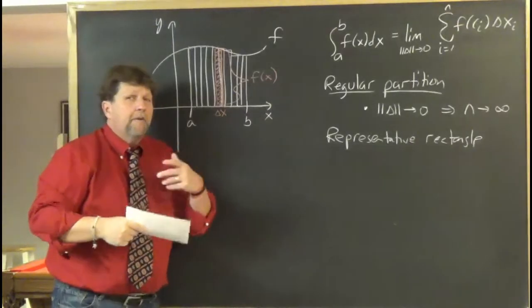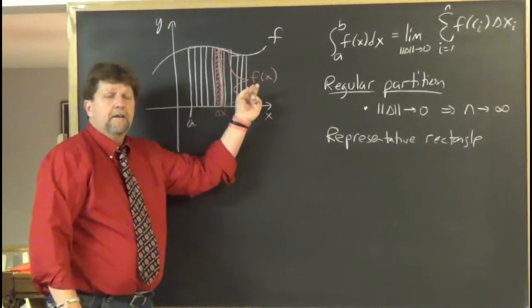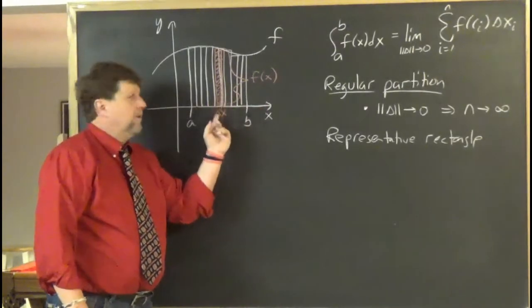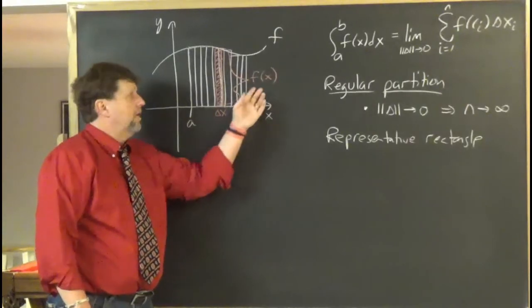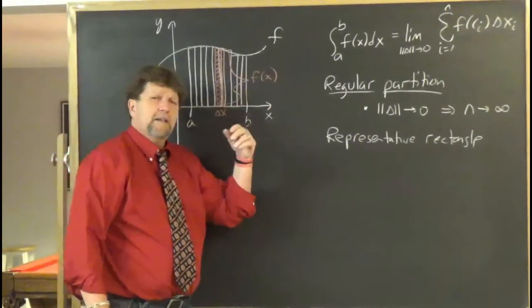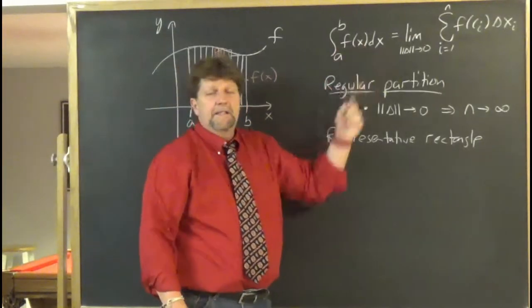And this kind of reminds me that the integration process is taking the height of the rectangle, multiplying it by the base of the rectangle. That gives me the area of the rectangle. So f of x times delta x reminds me an awful lot of f of x dx.